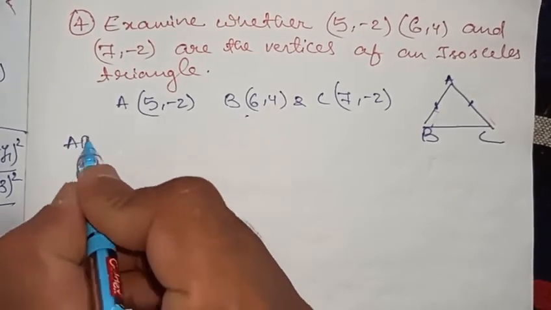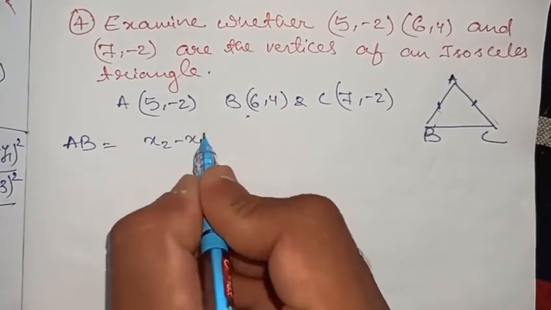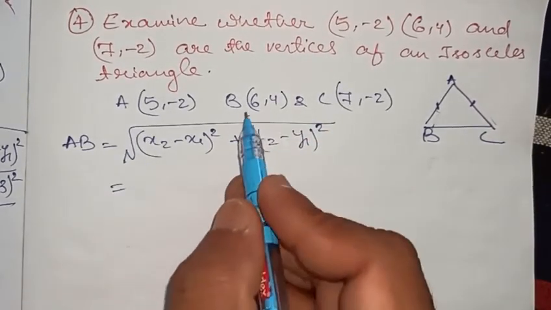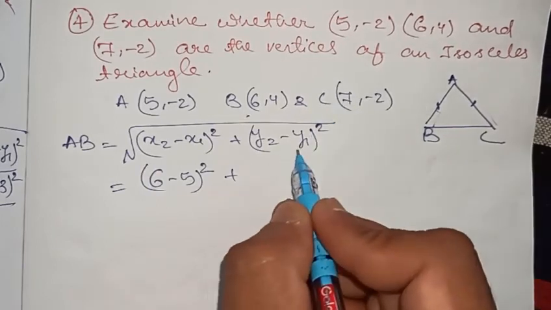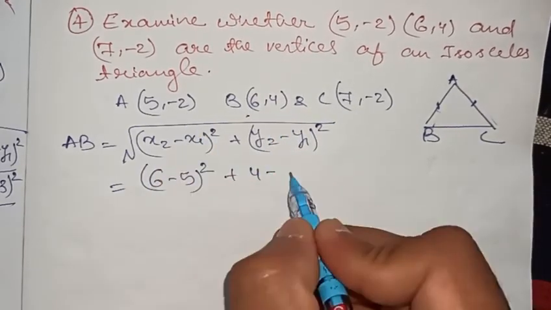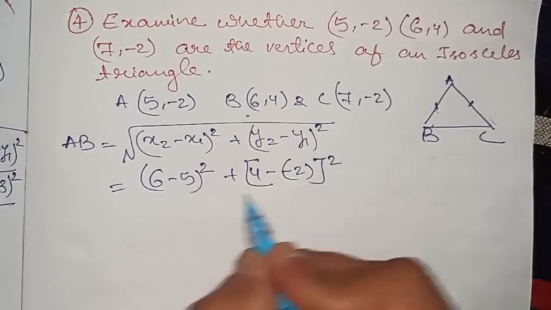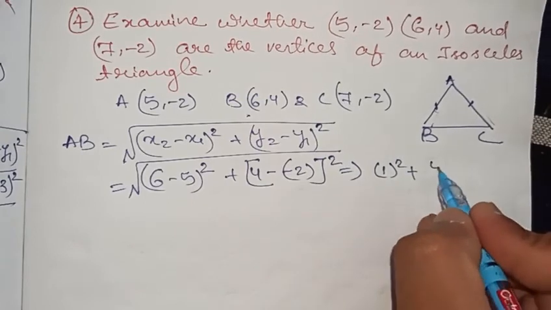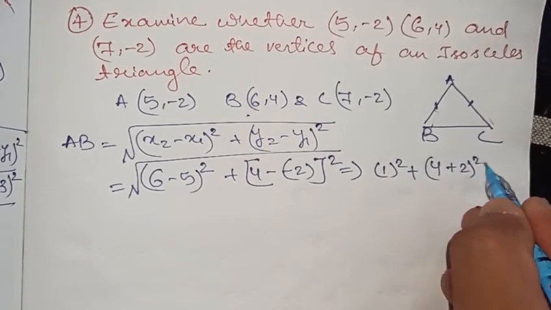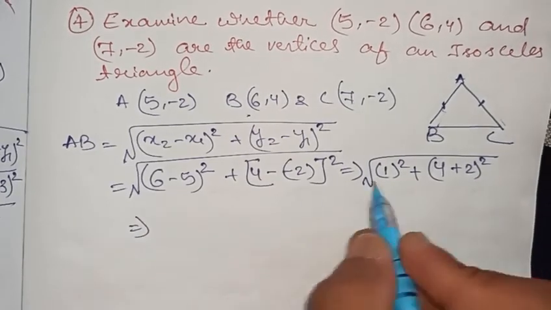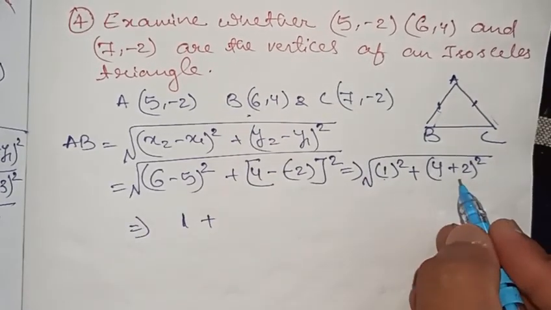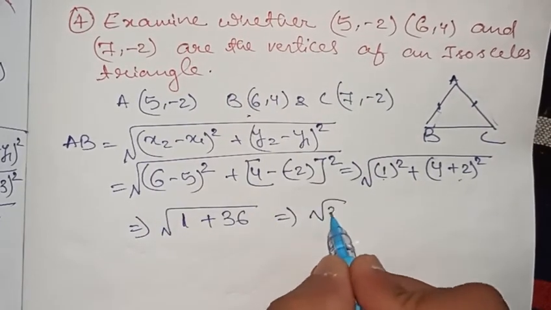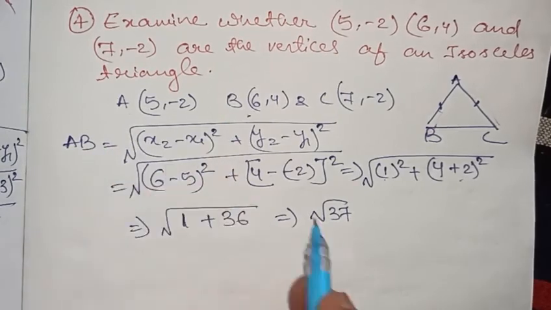Okay, so first of all we will find out the distance between A and B. Square root of (x2 minus x1) whole square plus (y2 minus y1) whole square. x2 is 6, y2 is 4 minus (-2). 6 minus 5 is 1, 1 square plus 4 plus 2 whole square. 1 square is 1, 4 plus 2 is 6, 6 square is 36, 36 plus 1 is 37. So we got the distance between AB is root 37.